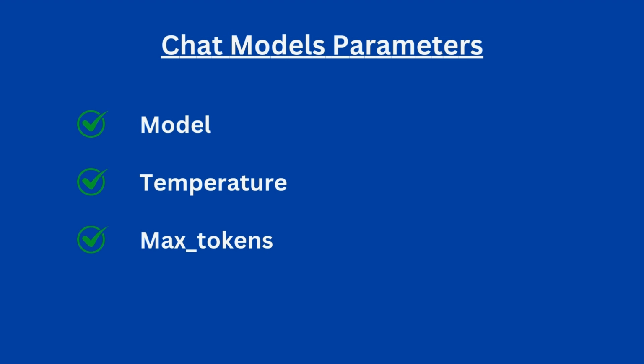We have the model, we have the temperature, we have the max tokens. The model means the type of model that we want to work with, such as maybe GPT-4 or Claude. The temperature refers to how we can control the randomness of our generated text. It's always good to pick values ranging from 0.7, 0.8. If you pick a value that is very low, it's possible that your output is very predictable and repetitive.